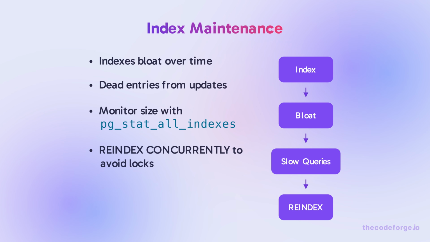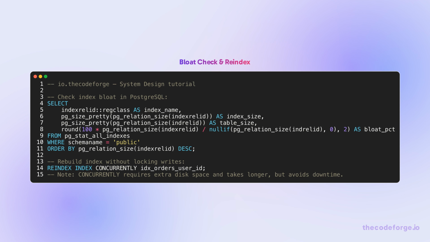Indexes bloat over time as updated rows leave dead entries. If auto-vacuum can't keep up, the index grows and queries slow down. Monitor index size and run REINDEX periodically, but always use CONCURRENTLY in production to avoid locking writes. This query shows index size, table size, and bloat percentage. To rebuild an index without locking writes, use REINDEX INDEX CONCURRENTLY. It takes longer but avoids downtime.